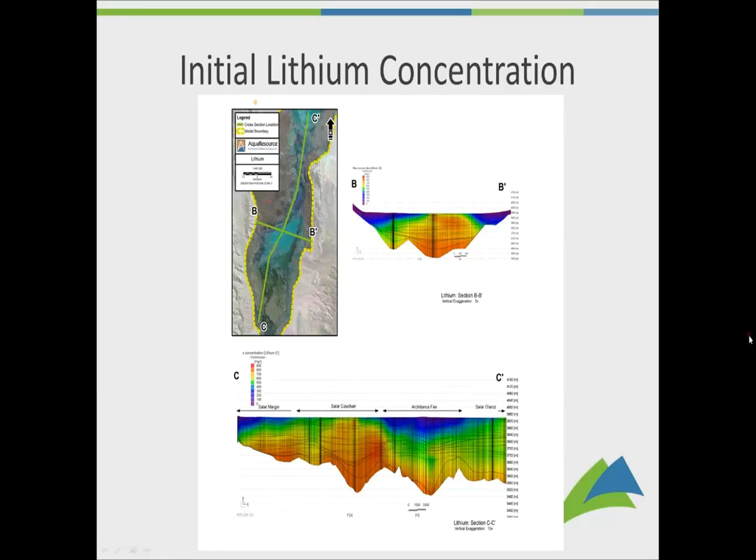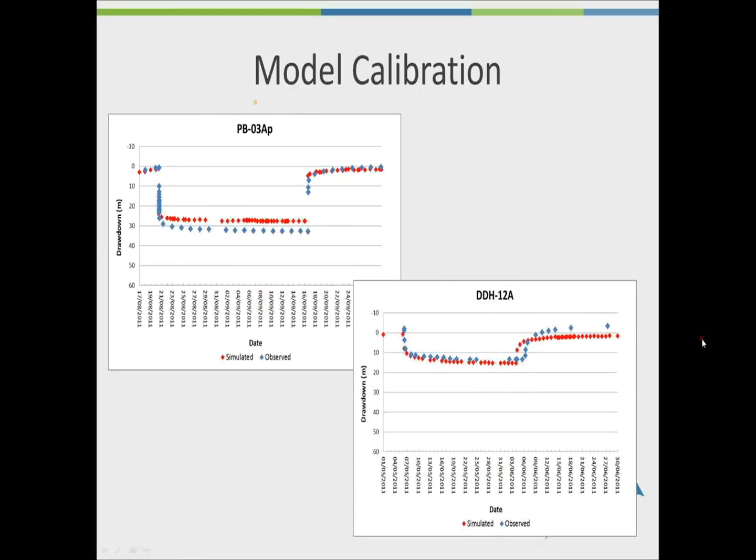For model calibration, we were able to compare the water levels at several wells over the course of a 30-day pumping test, and two of the wells are shown here, with modeled results shown in red and observed results shown in blue. And you can see we were able to come up with a reasonable calibration, which gave us confidence that our model was representing what we saw in the field.